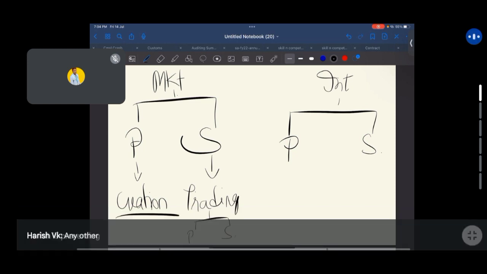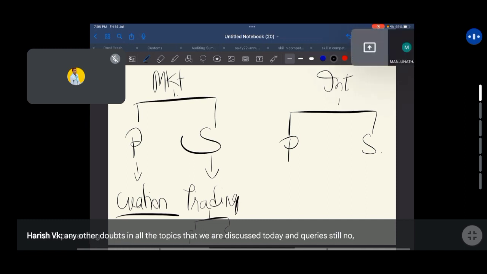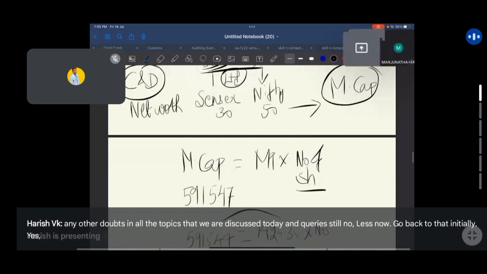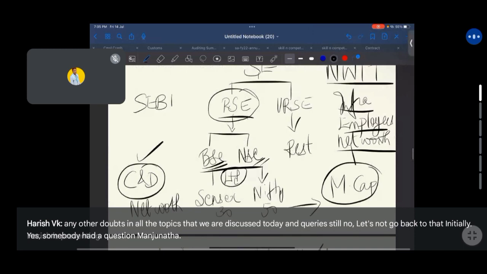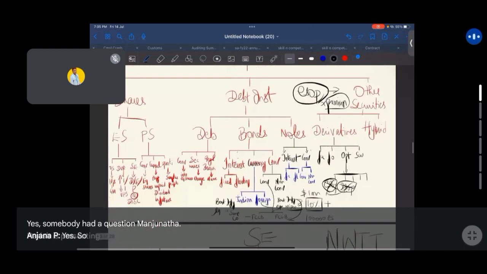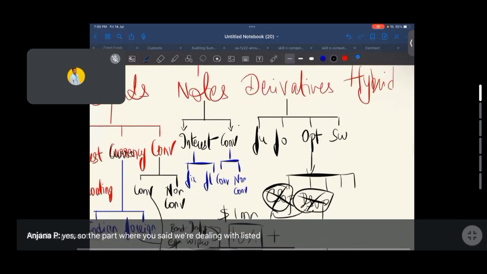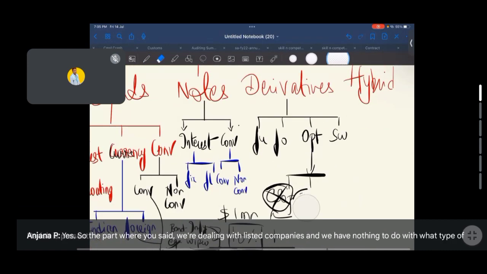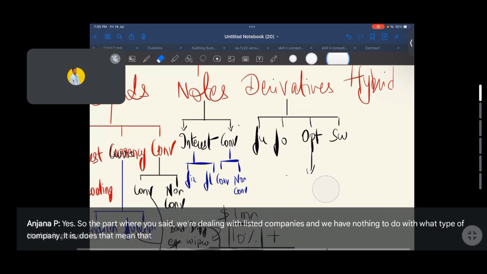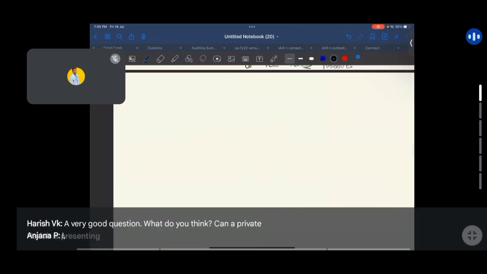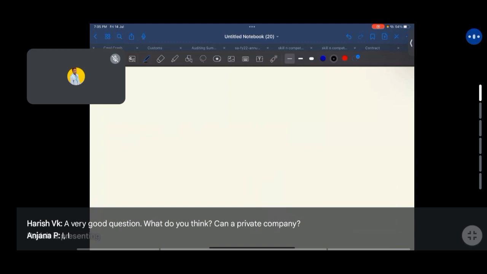Any other doubts in all the topics that we have discussed today? Any queries till now? Let's now go back to that initial. Yes, somebody had a question, Manjunath? Yes, so the part where you said we're dealing with listed companies and we have nothing to do with what type of company it is. Does that mean that a private company also can be listed? Very good question. What do you think? Can a private company be listed? I think not.